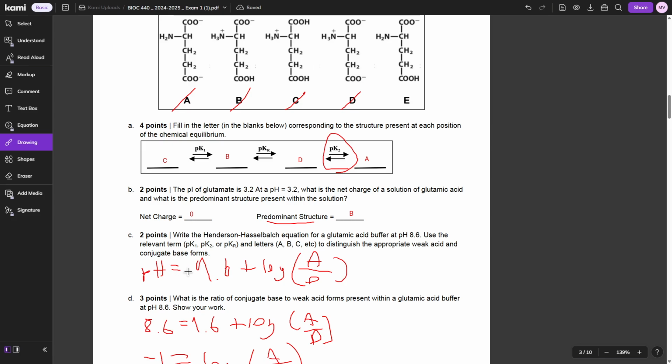Yeah, you're supposed to use PK2. You're right. I actually would have lost points there. Good catch. So you use PK2 there. Use PK2. Don't do this. This is wrong. Use PK2.